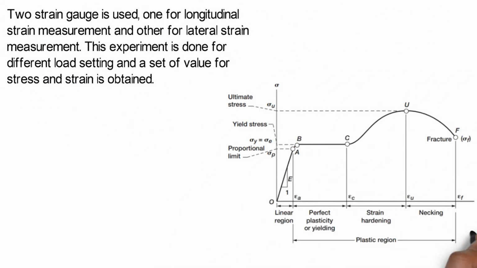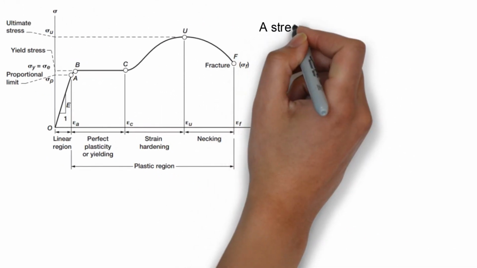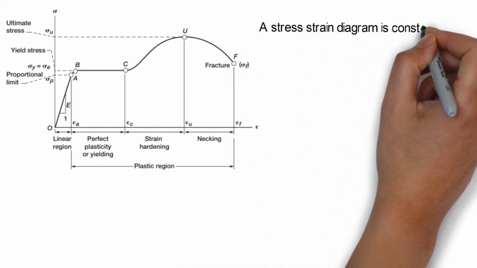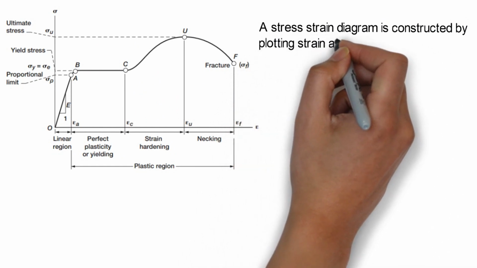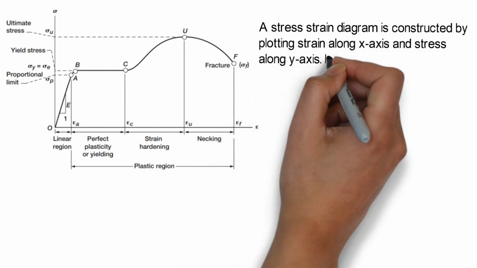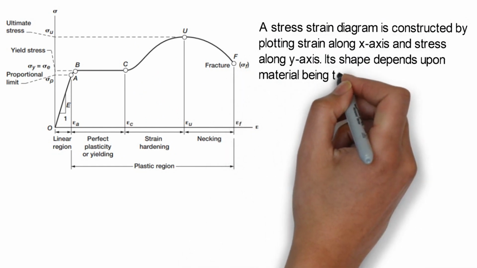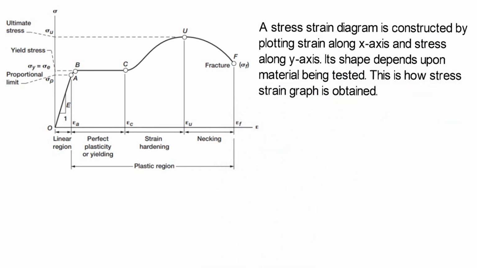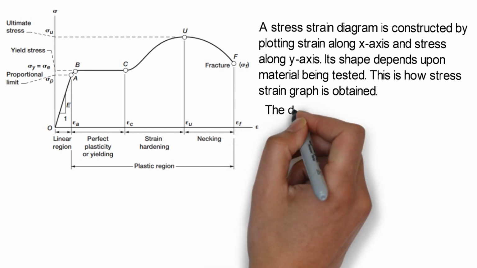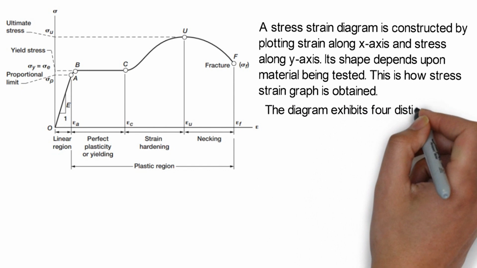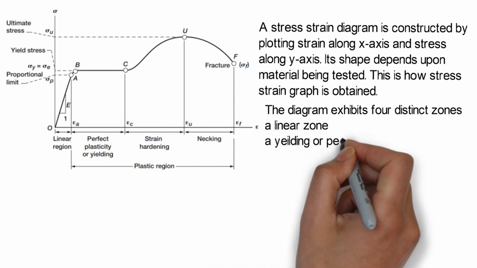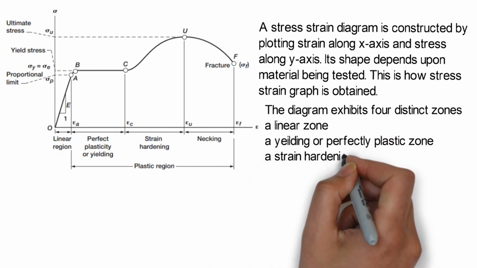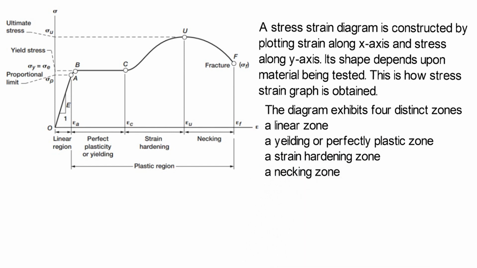This is an image of a stress-strain graph. A stress-strain diagram is constructed by plotting strain along the x-axis and stress along the y-axis. Its shape depends upon the material being tested. This is how the stress-strain graph is obtained. The diagram exhibits four distinct zones: a linear zone, a yielding or perfectly plastic zone, a strain hardening zone, and a neck zone.